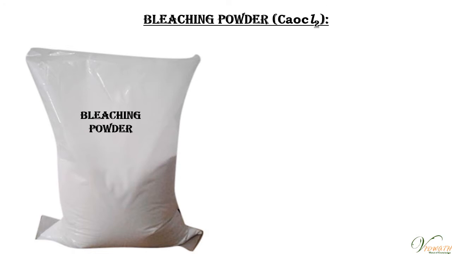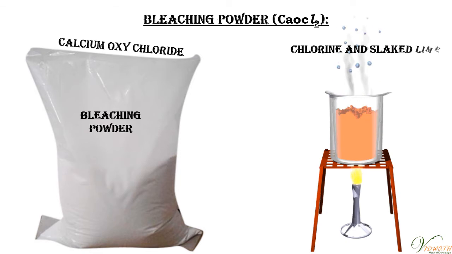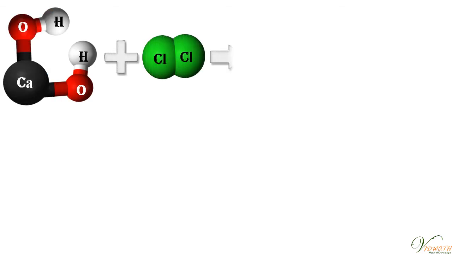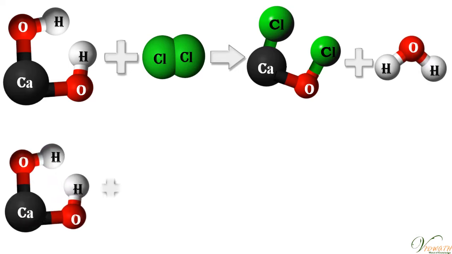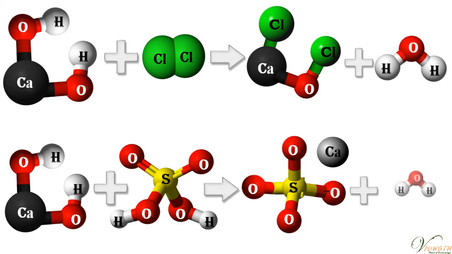Bleaching powder, CaOCl2, chemically known as calcium oxychloride. It is prepared by the reaction between chlorine and slaked lime at about 40 degrees centigrade. It acts as a strong oxidizing agent to bleach substances. Calcium hydroxide plus chlorine gives calcium hypochlorite and water. Calcium hydroxide plus sulfuric acid gives calcium sulfate and water.